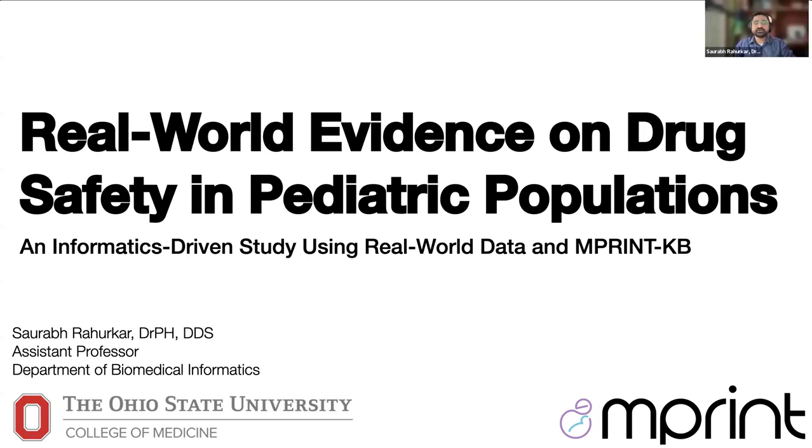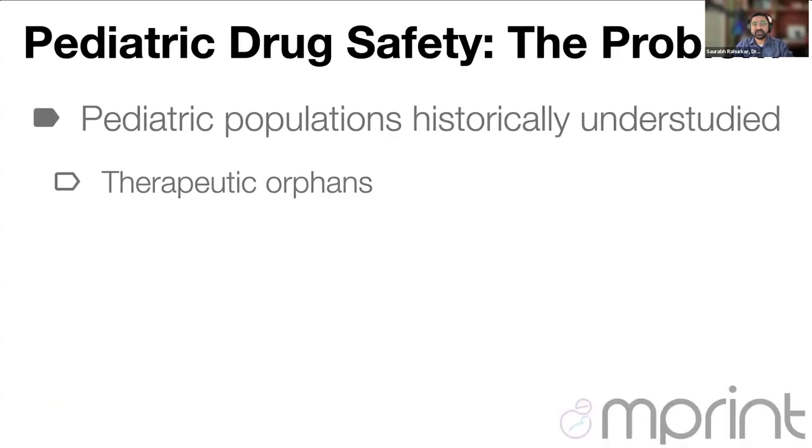My name is Saurabh Rahurkar, and I'm an assistant professor in biomedical informatics at the Ohio State University College of Medicine. Today, I'm going to talk about how we used an informatics-based, data-driven approach to choose a high-impact target uncovering drug safety gaps in pediatric populations. So let's start with the problem we're trying to address.